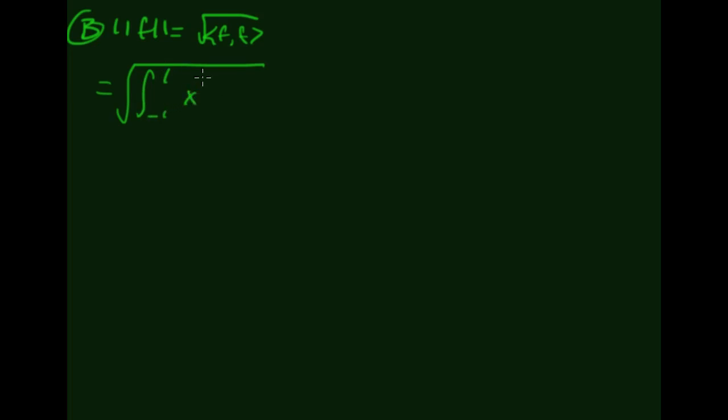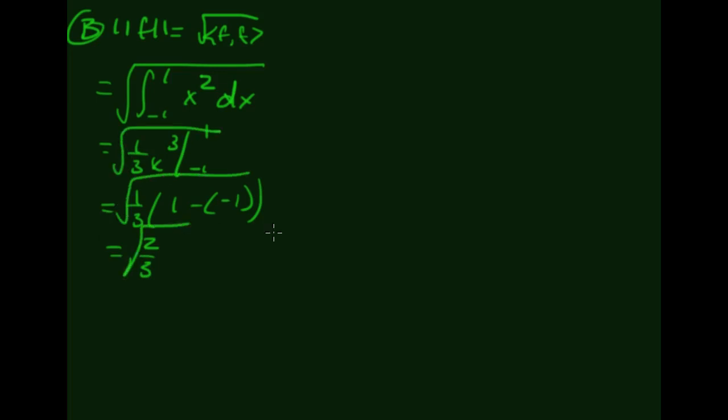So part B asks for the norm of f, which is the square root of f inner product f, which is the square root of the integral from negative 1 to 1 of x times x, which is x squared dx. So this is a third x cubed from negative 1 to 1, which is a third times 1 minus negative 1, which is going to give me 2/3. Square root all the way along. All right, so let's look at C.